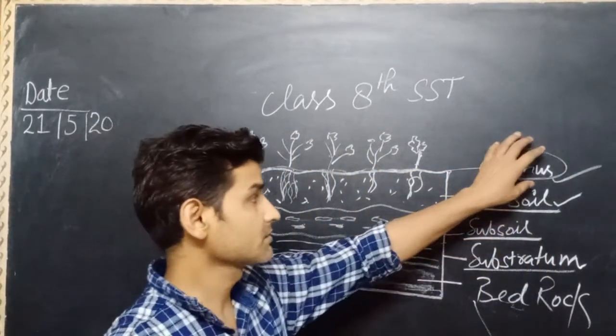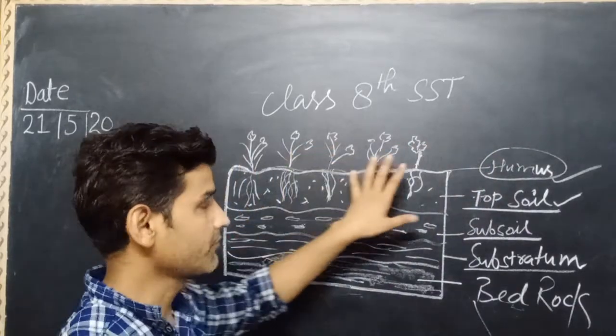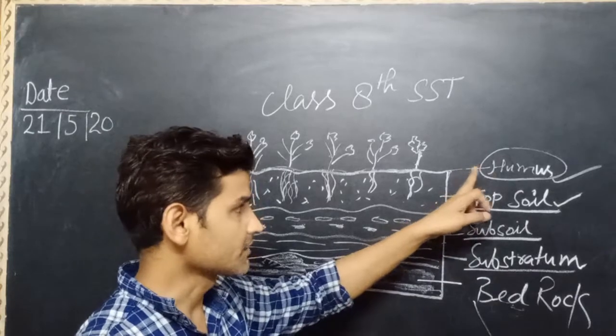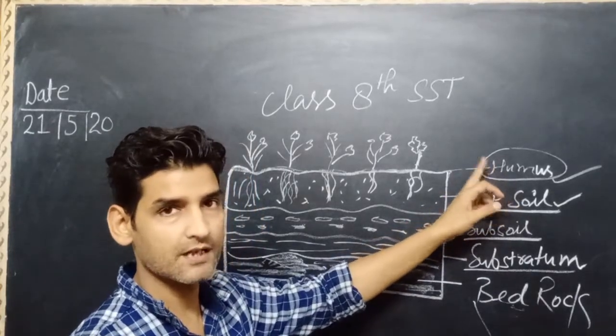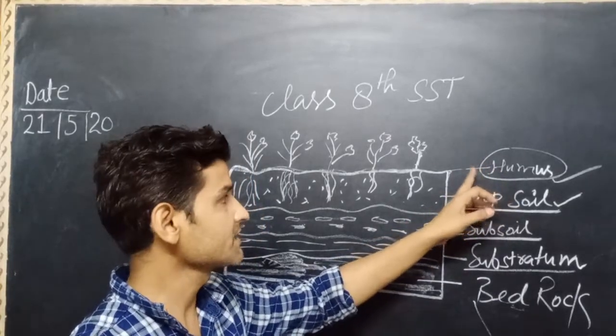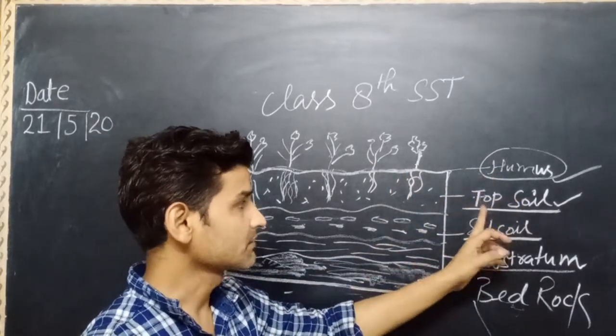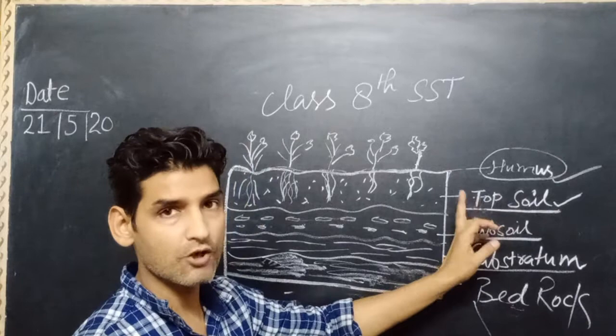Means this one is very important for any kind of plant. And humus acts as an agent for fertilizing the land. And after this, we have the layer called topsoil.